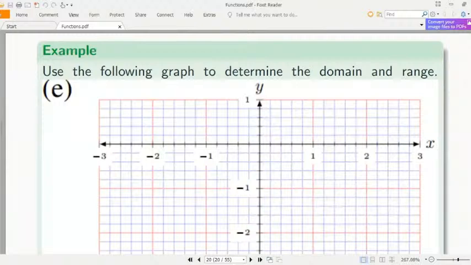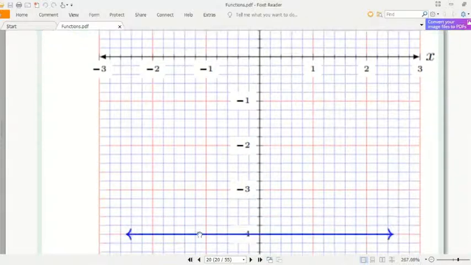Now I want you to try this, and before I give my explanation, I want you to try this. Where's the graph? It's here. I want you to tell me what the domain is and what the range is. Domain, range. So we have a few minutes to do that.